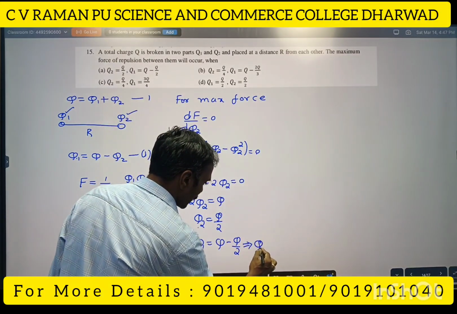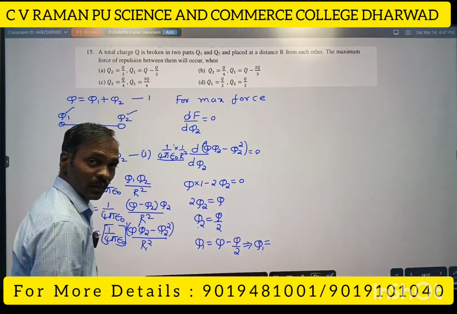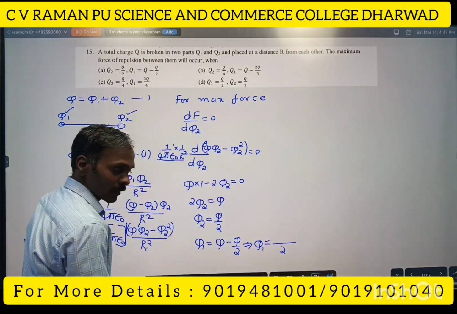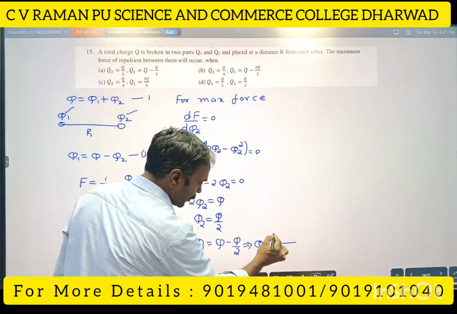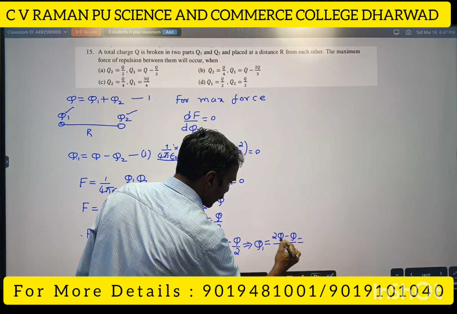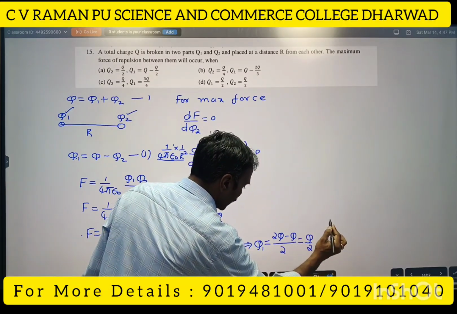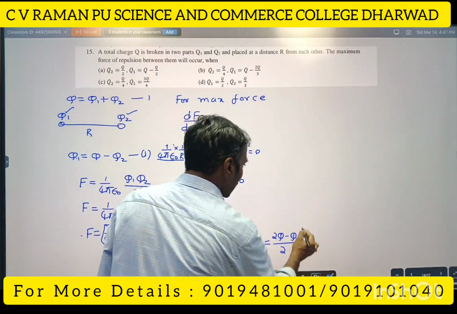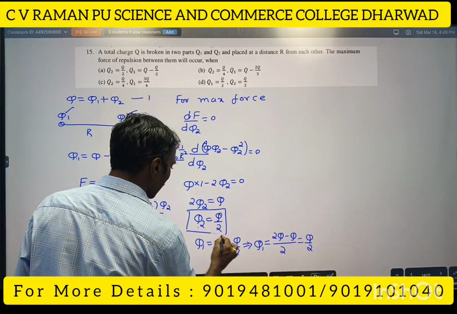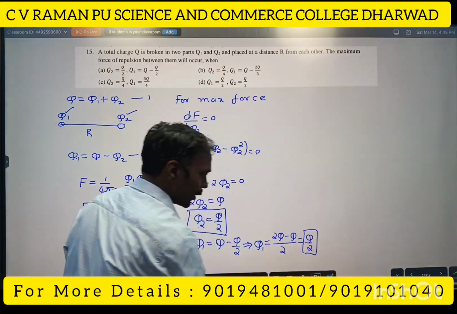Then Q1 is equal to, take LCM, which is 2. 2 into Q is equal to 2Q minus Q. 2Q minus Q is equal to Q by 2. So we got Q2 is equal to Q by 2 and Q1 also equal to Q by 2.